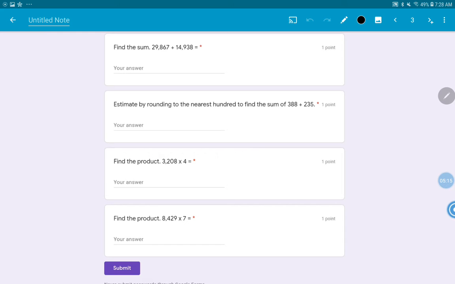Next, we are finding the sum of 29,867 plus 14,938. 29,867 plus 14,938.